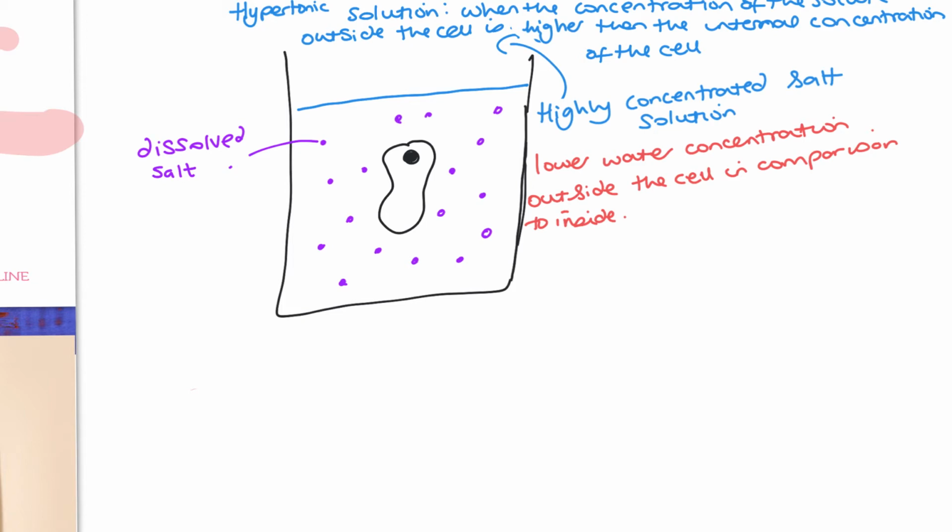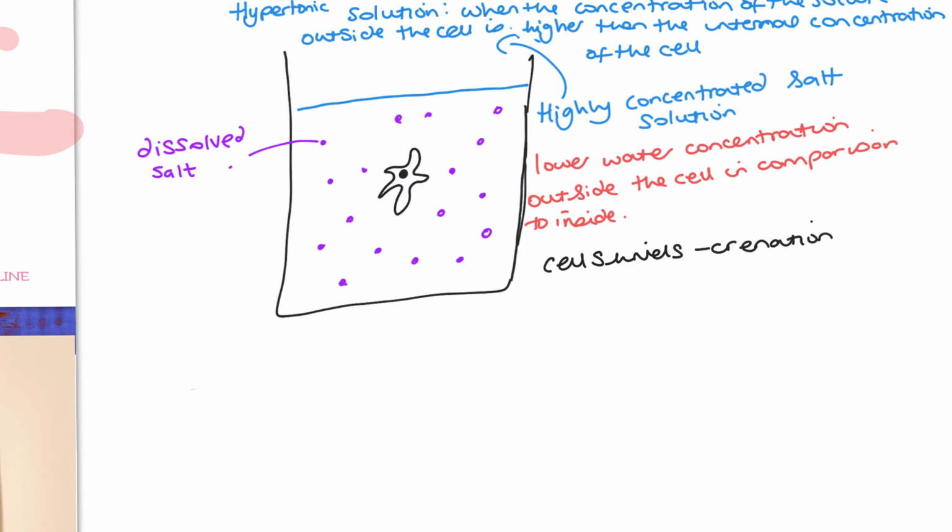What effect is this going to have on the cell? Well, the cell is going to lose water. It's going to lose volume. The cell is going to shrivel up. So we can see that our cell has shriveled up, and we say that it has crenated. So you could just say the cell shrivels. Or if you wanted the fancy word, you could say crenation.